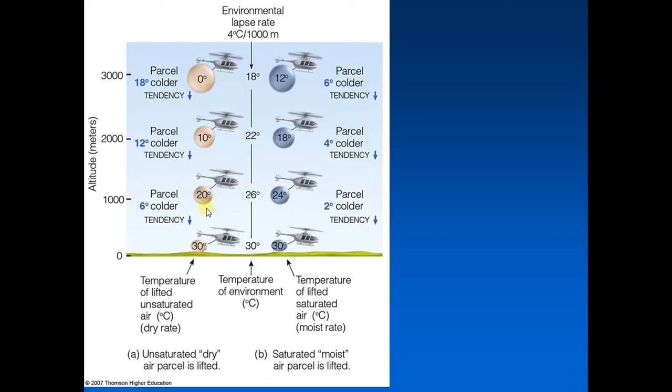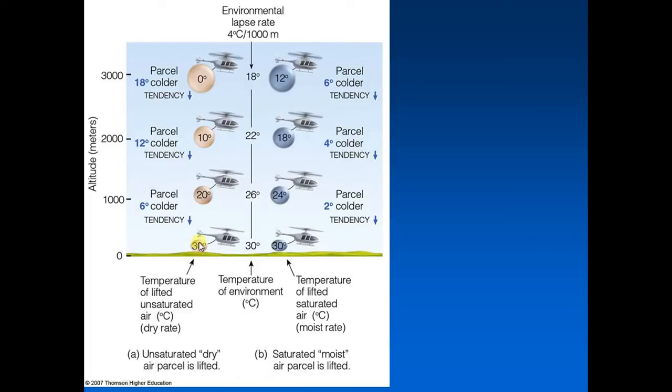And you have a couple of scenarios on the left and right. On the left, you have an unsaturated air parcel, okay? So its relative humidity is less than 100%. It will cool at the dry adiabatic lapse rate. It's quote-unquote dry, but not really dry, okay? Let's assume the surface has a temperature of 30 degrees Celsius.